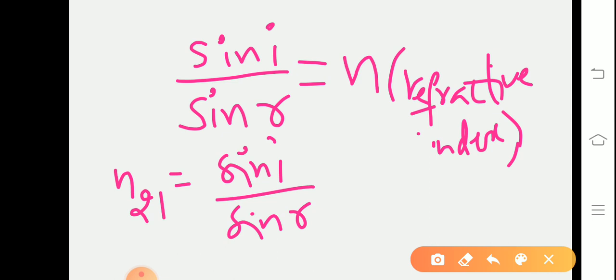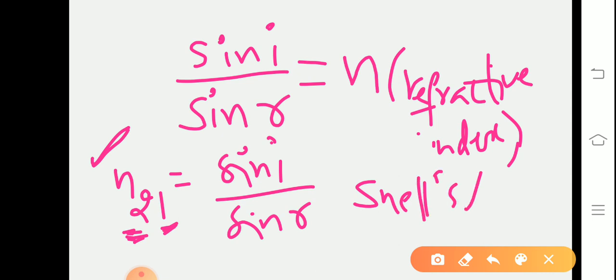Here, what does n21 represent? Yes, n is the refractive index, right? So n21 means the refractive index of the second medium with respect to the first medium. This is equal to sine i by sine r, also called Snell's law. Nothing but Snell's law: n21 is equal to sine i by sine r.